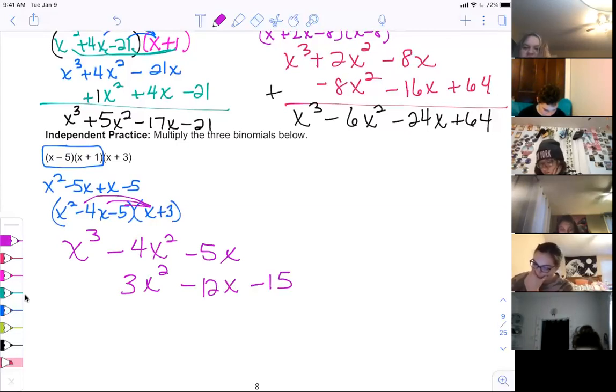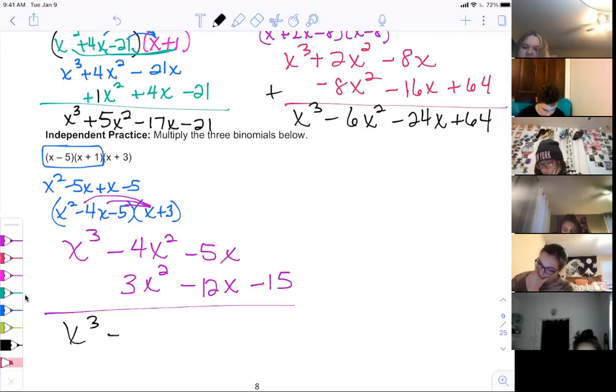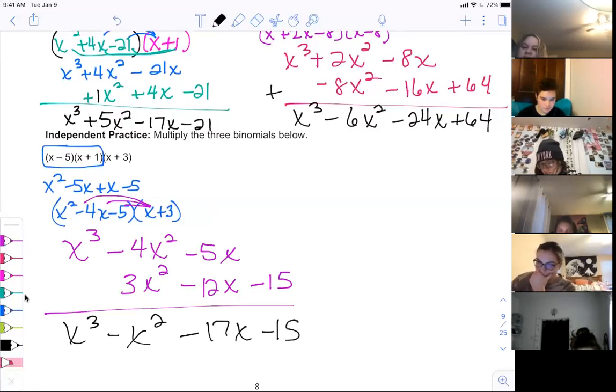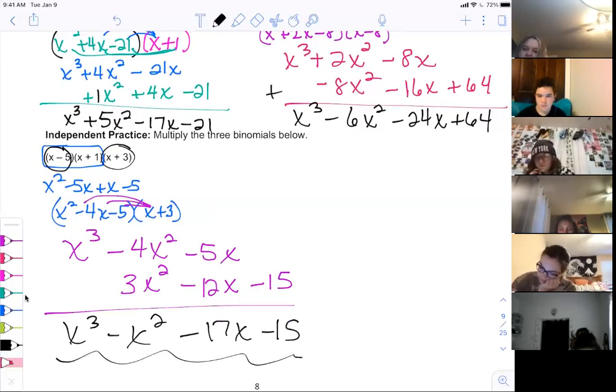Nice job. And let's see if you get the same answer. So you have x cubed, and then what did you have? Minus 2x squared. Okay, minus x squared. Uh-huh. Minus 17x minus 15. There you go. Did you get the same answer doing it your way? Yeah. Nice. So she chose to take the first one and the last one and multiply those together. And then she multiplied by the middle, but you still get the same exact answer.